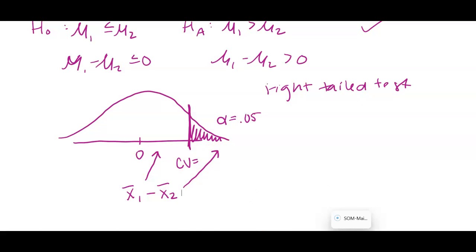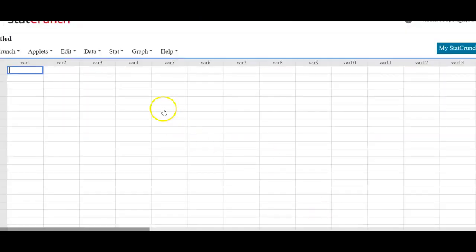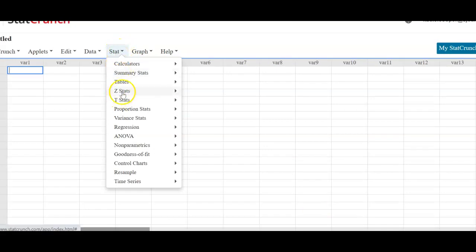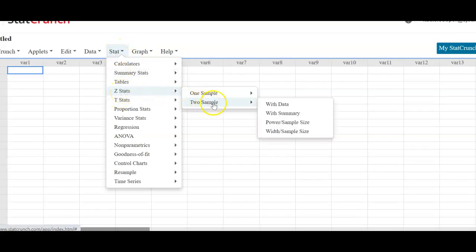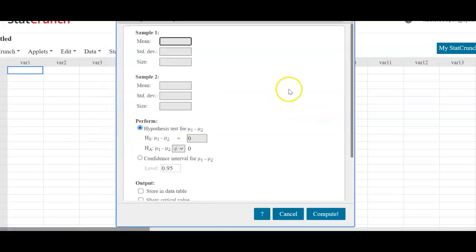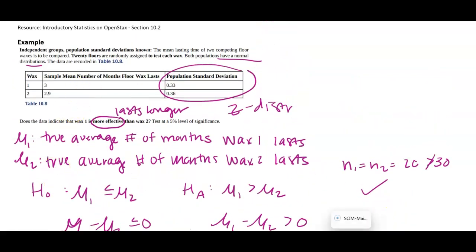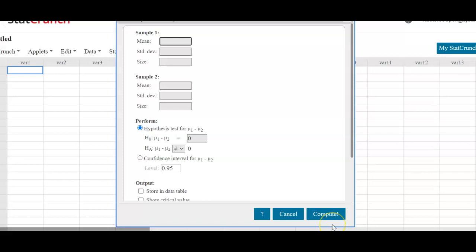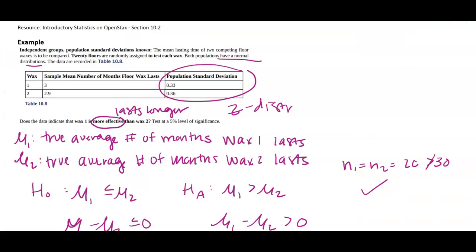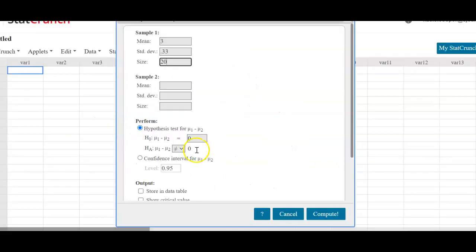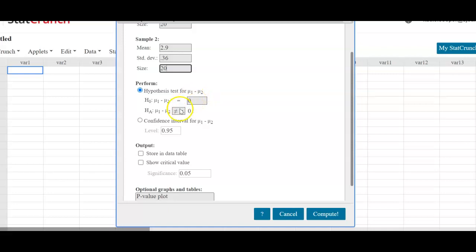All right, let's go ahead and run this test. So I'm going to go into my StatCrunch here. Stat, it is a Z statistics two sample, and I have the summary. Sample 1, what was the mean of sample 1? 3. Population standard deviation of 0.33 and my sample size. All right, what about sample 2? Sample 2 was 2.9 and 0.36, and 20 floors.